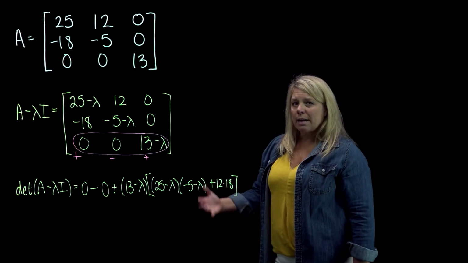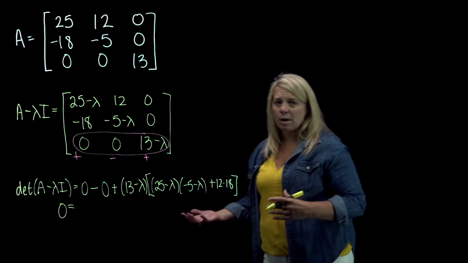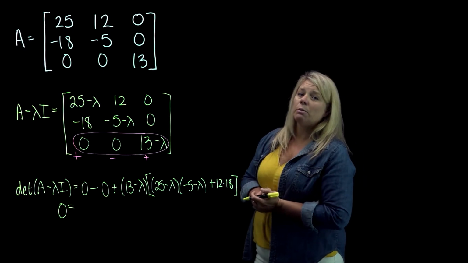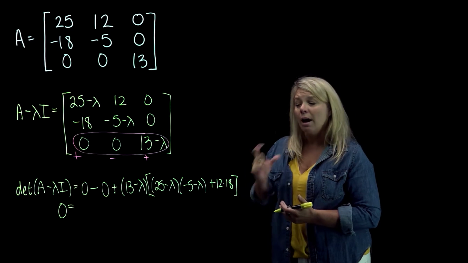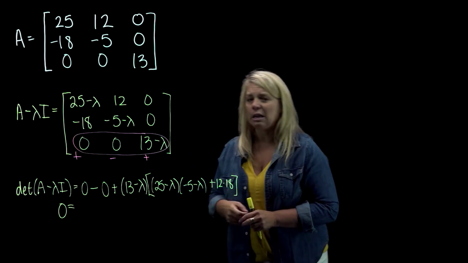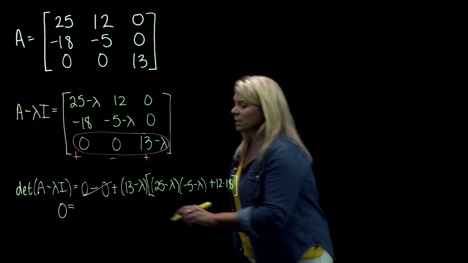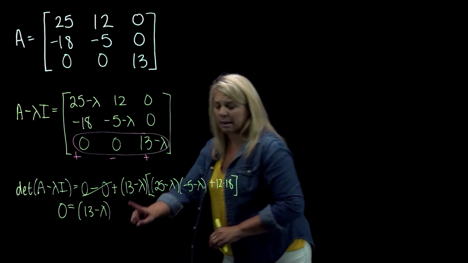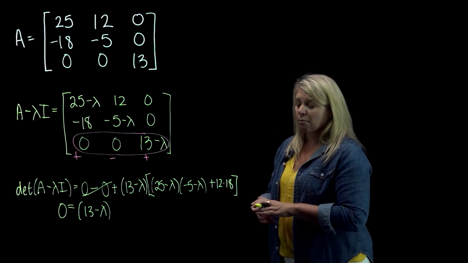Okay, so I want to set that determinant equal to 0 and solve for lambda. You want to be smart about that. When you have an equation equal to 0, you would like it to be factored. I already have this partly factored, so don't unfactor the part that's already partly factored. I have this factor of 13 minus lambda here. Remember these terms zero out. So I have this factor of 13 minus lambda there. And then for this part, you'll probably need to go ahead and multiply that out and then refactor that.